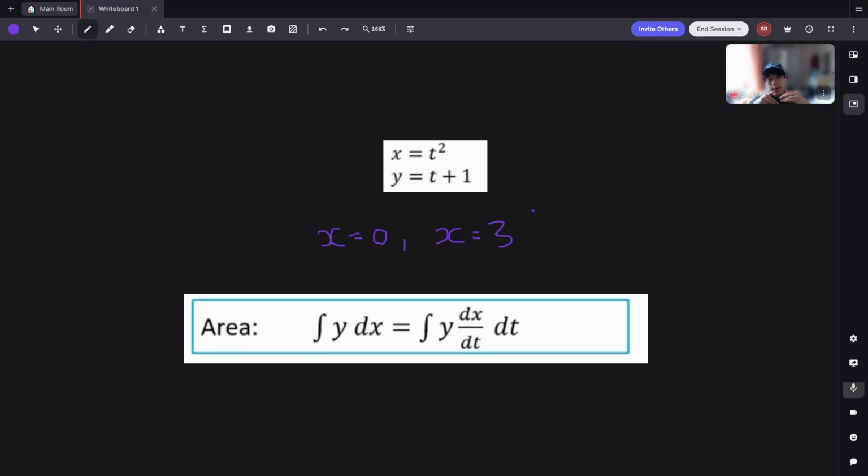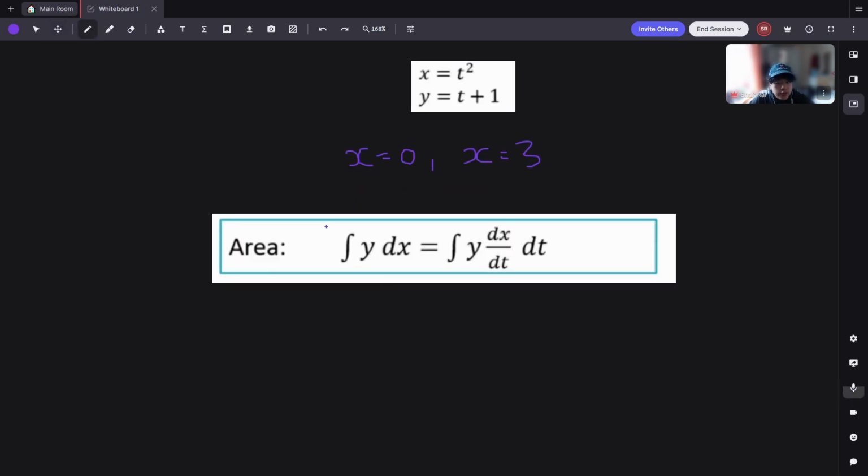So integration via parametric equations actually utilizes the same concept as the chain rule. Say we have x equals t squared and y equals t plus 1. We need to find the area underneath the graph between x equals 0 and x equals 3. So how do we go about doing that? Well, we need to utilize this concept here.